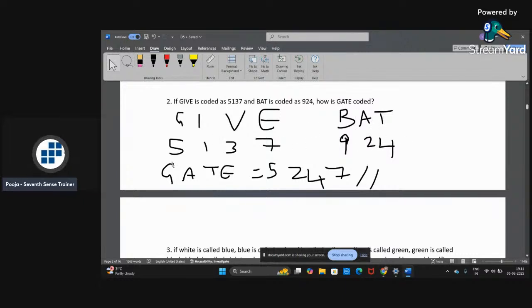Same way. For G, what is given? For G it is 5. For A it is, they have given 2, right? That 2 I have written here. For T it is 4, right? That I have written here.